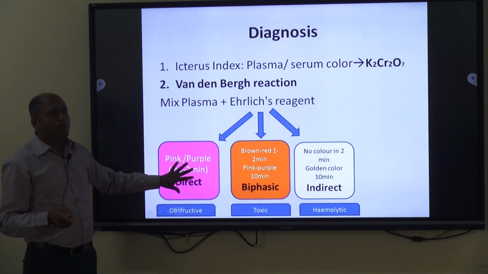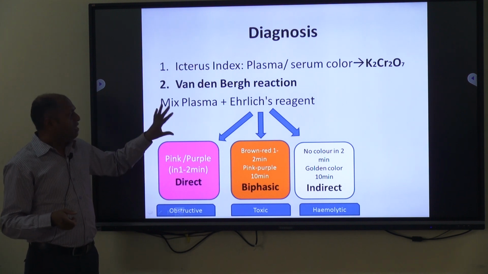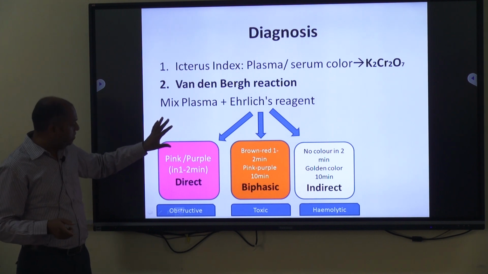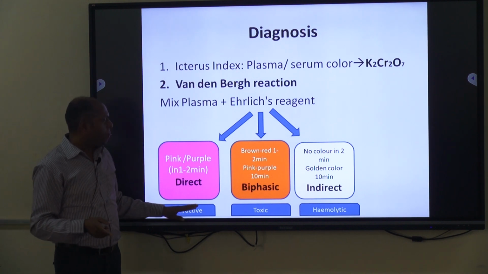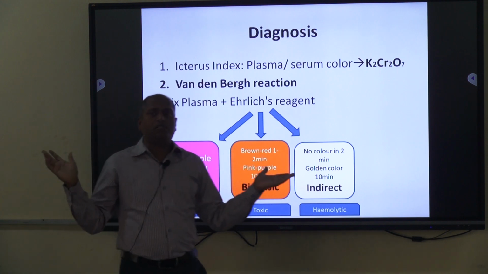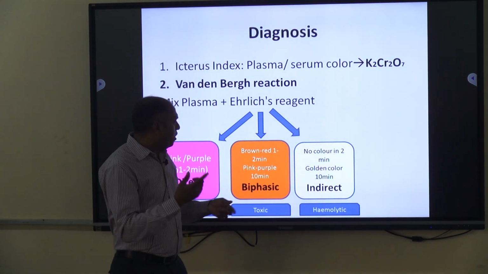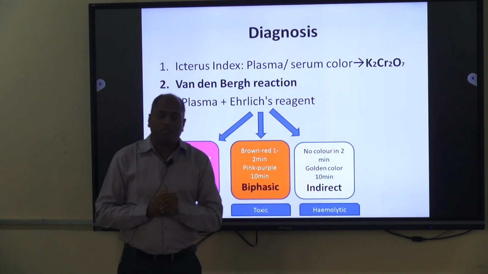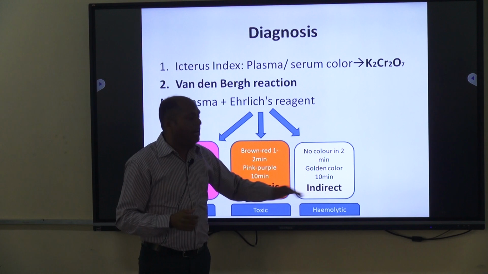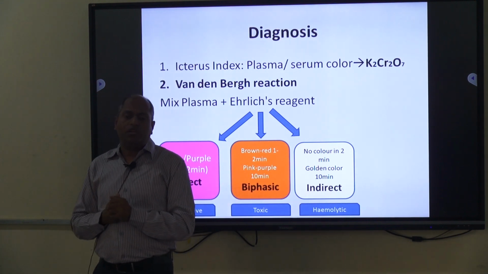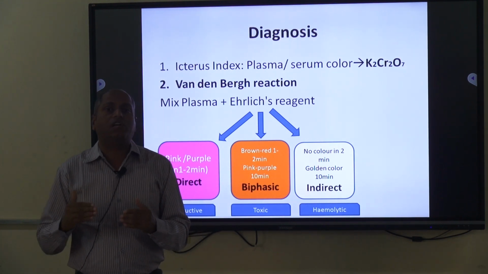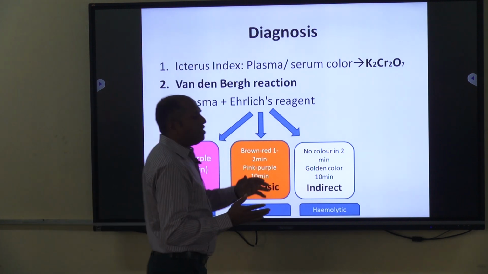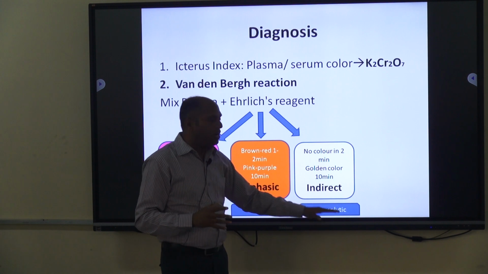How does it come out direct positive? It is because of an increased concentration of conjugated bilirubin, and conjugated bilirubin increases in obstructive jaundice. Now the second one: no color appears within 2 minutes, but within 10 minutes a golden color appears. We call this indirect positive. Indirect positive is because of an increased concentration of unconjugated bilirubin, and unconjugated bilirubin increases in hemolytic jaundice.